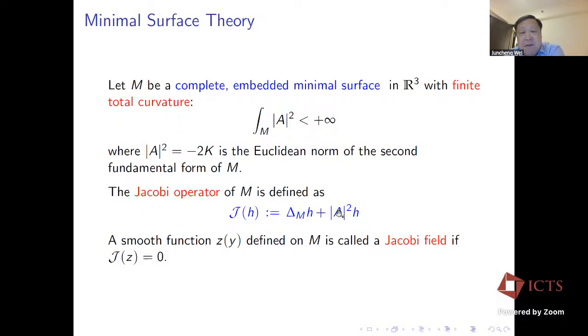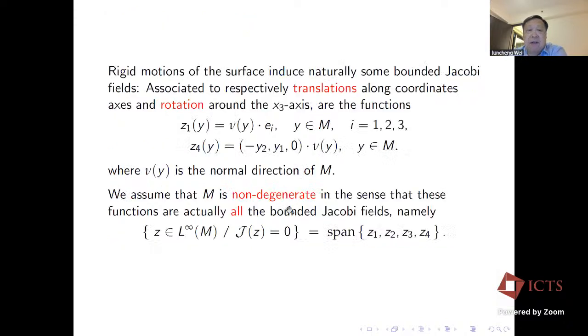Okay, the bounded kernel for the Jacobi equation, the Jacobi fields. For a minimal surface in R3, you have at least 4 Jacobi fields, from translations and rotation. The other 2 rotations you can change to other ones. So you have at least 4 kernel elements for the Jacobi operator. And we assume that M is non-degenerate if these are the only 4.